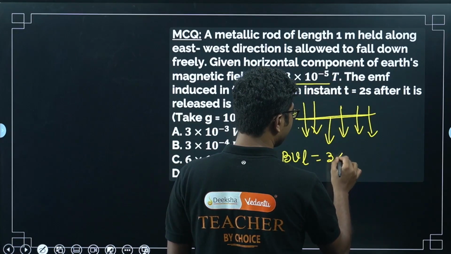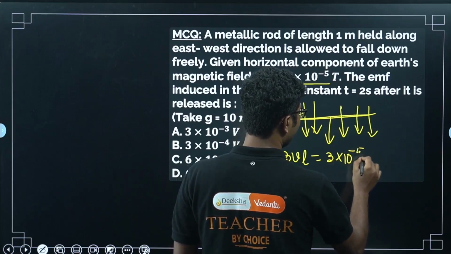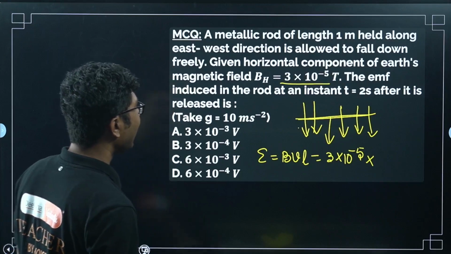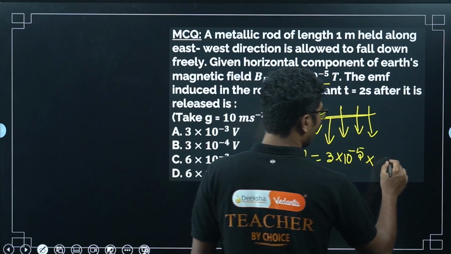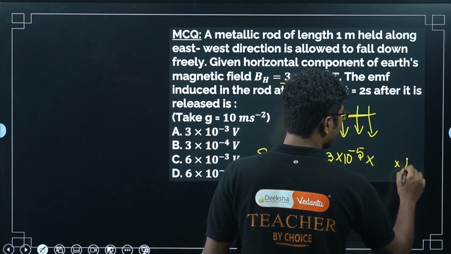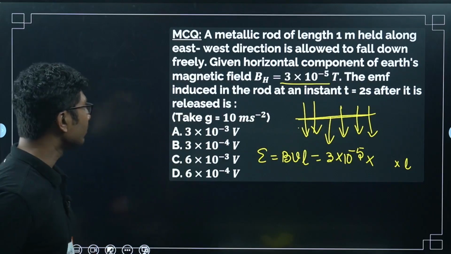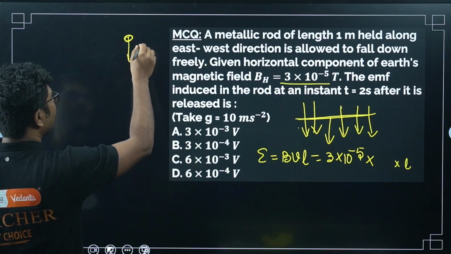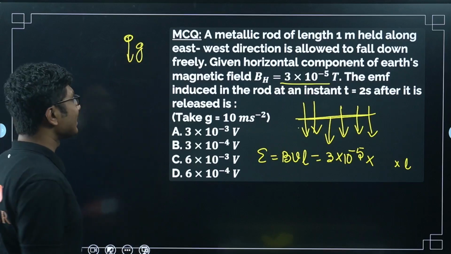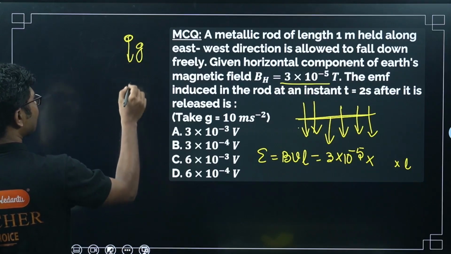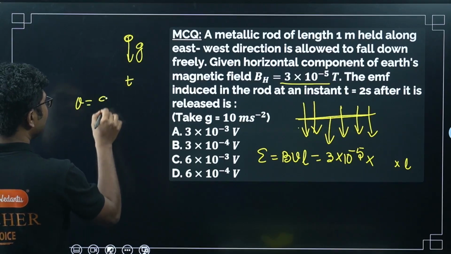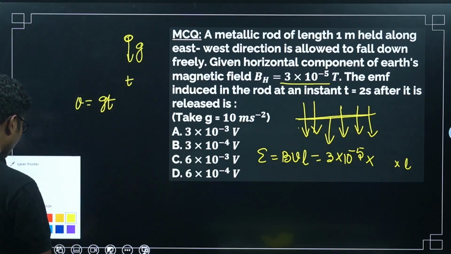So 3 times 10 to the power of minus 5. Velocity is not given, length is given, 1 meter. So we have to calculate the velocity. How do we calculate the velocity? It is falling, so one object is falling under gravity. So acceleration of gravity is g. So after some time t, what is the velocity? Velocity will be gt.